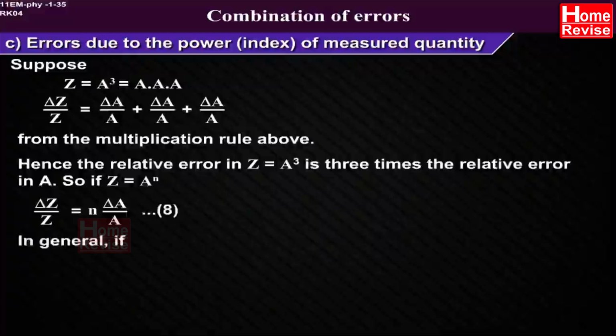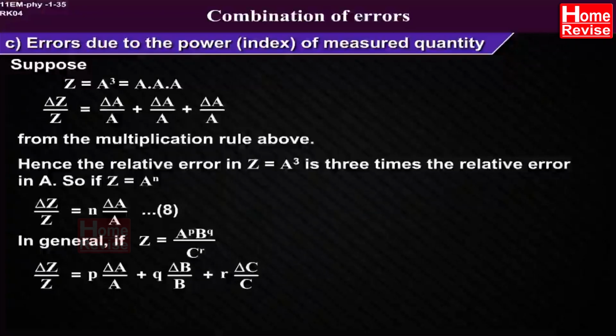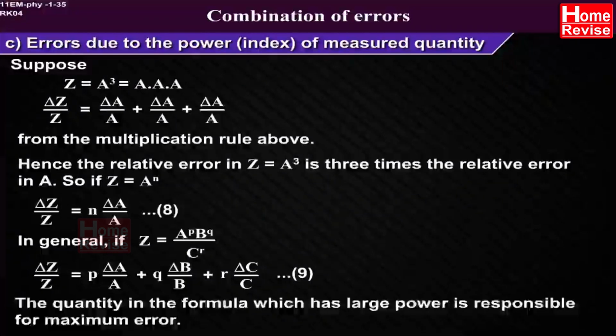In general, if Z = A^p B^q / C^r, ΔZ/Z = p ΔA/A + q ΔB/B + r ΔC/C. Let this be equation 9. The quantity in the formula which has the large power is responsible for the maximum error.